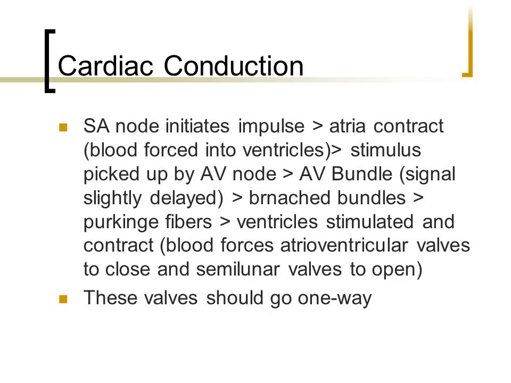Cardiac conduction. The SA node initiates the impulse, then the atria contract and blood is forced into the ventricles. The stimulus is picked up by the AV node, then the AV bundle, where the signal is slightly delayed, then the branched bundles, then the Purkinje fibers, and the ventricles are stimulated and contract. Blood forces the atrioventricular valves to close and the semilunar valves to open. These valves should go one way.